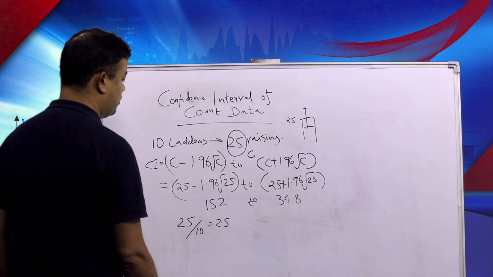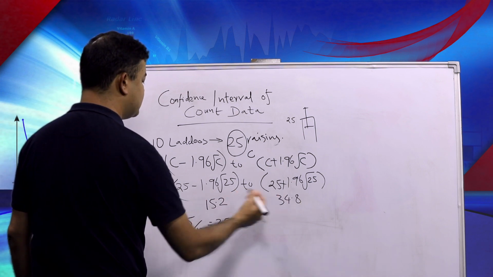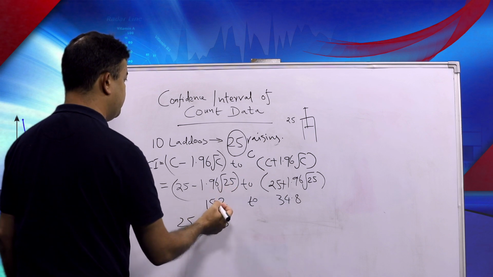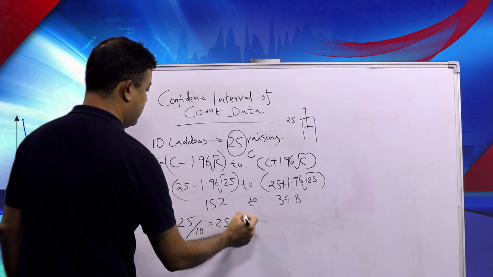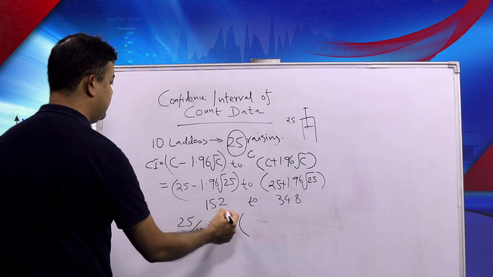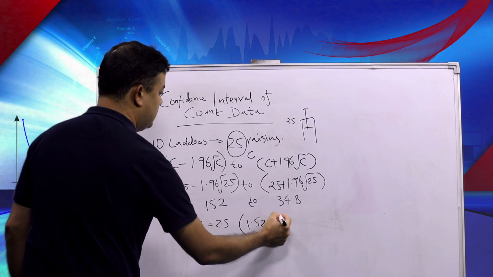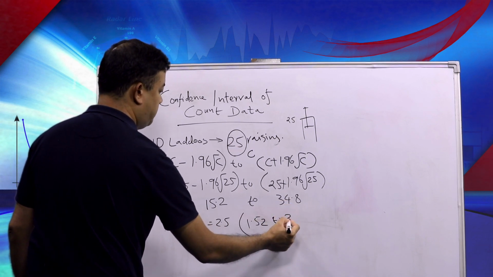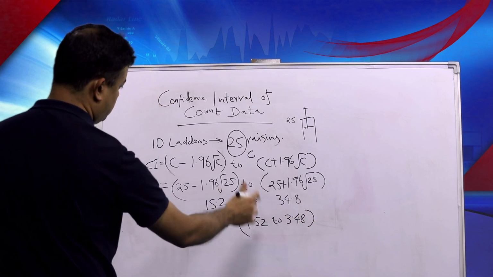So, how do you calculate the confidence level? These are based upon 10, so these limits you just have to divide by 10. So, 15.2 divided by 10 is equal to 1.52, and 34.8 divided by 10 is equal to 3.48. So, this is the right method to calculate it.